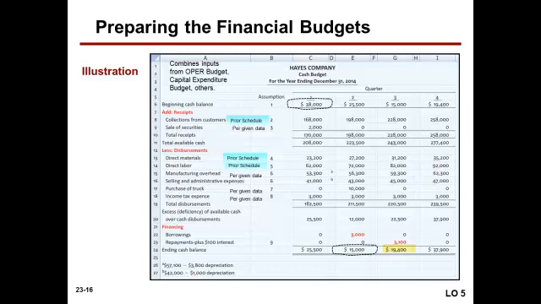Total available cash, $277,400. Subtract from that total forecast disbursements of $239,500. We expect excess cash during the fourth quarter of $37,900. No need to borrow. It exceeds our minimum cash desired to have on hand.